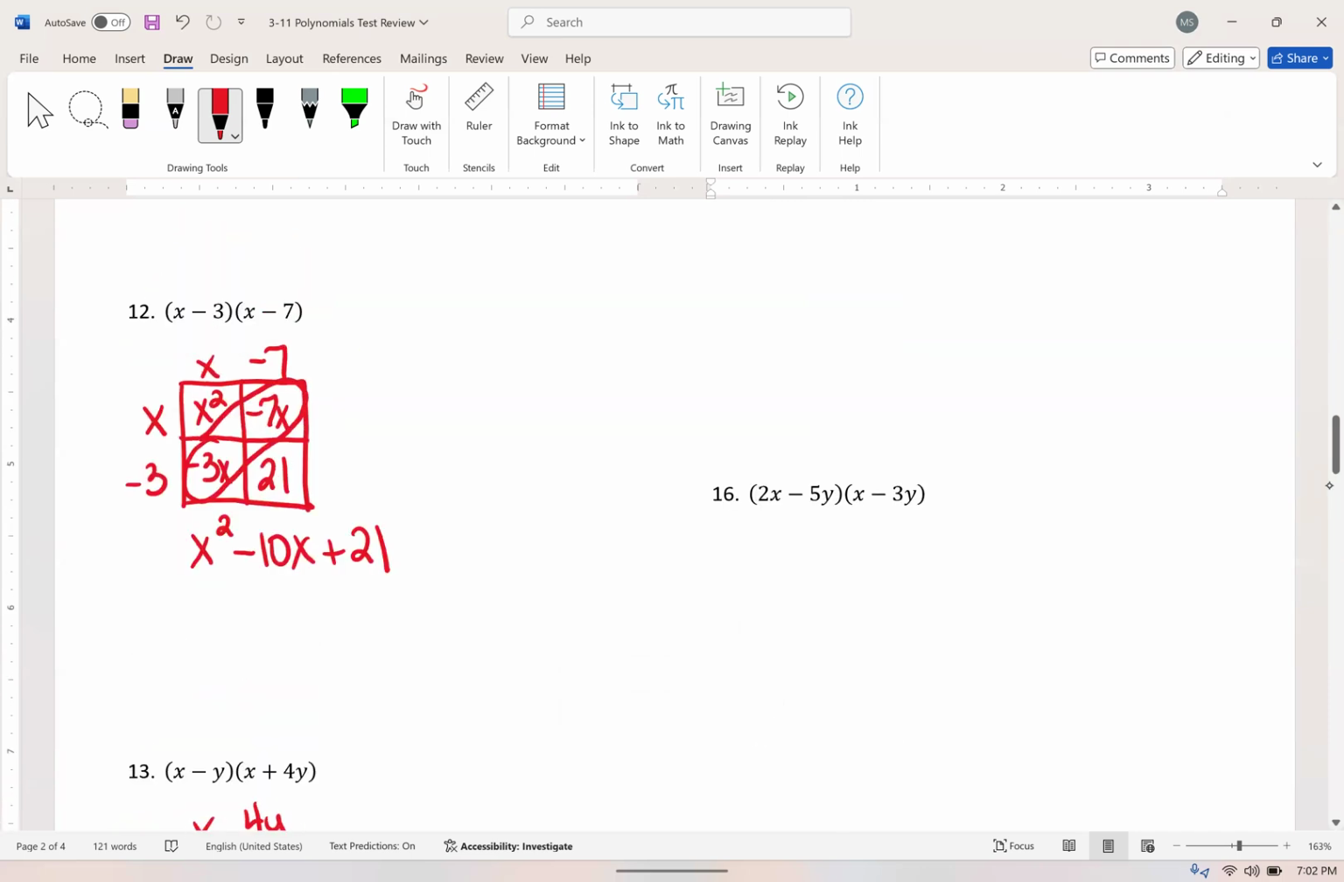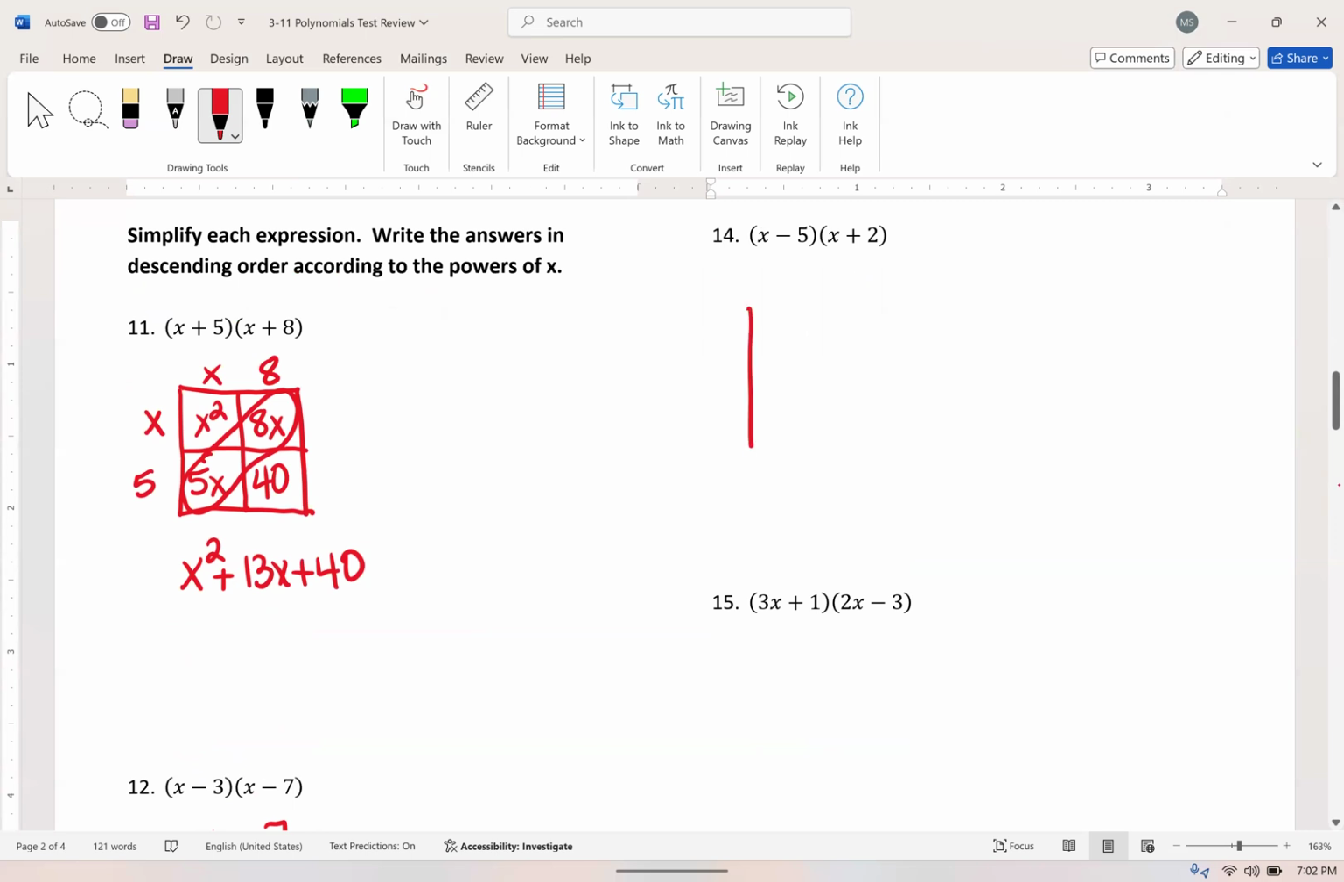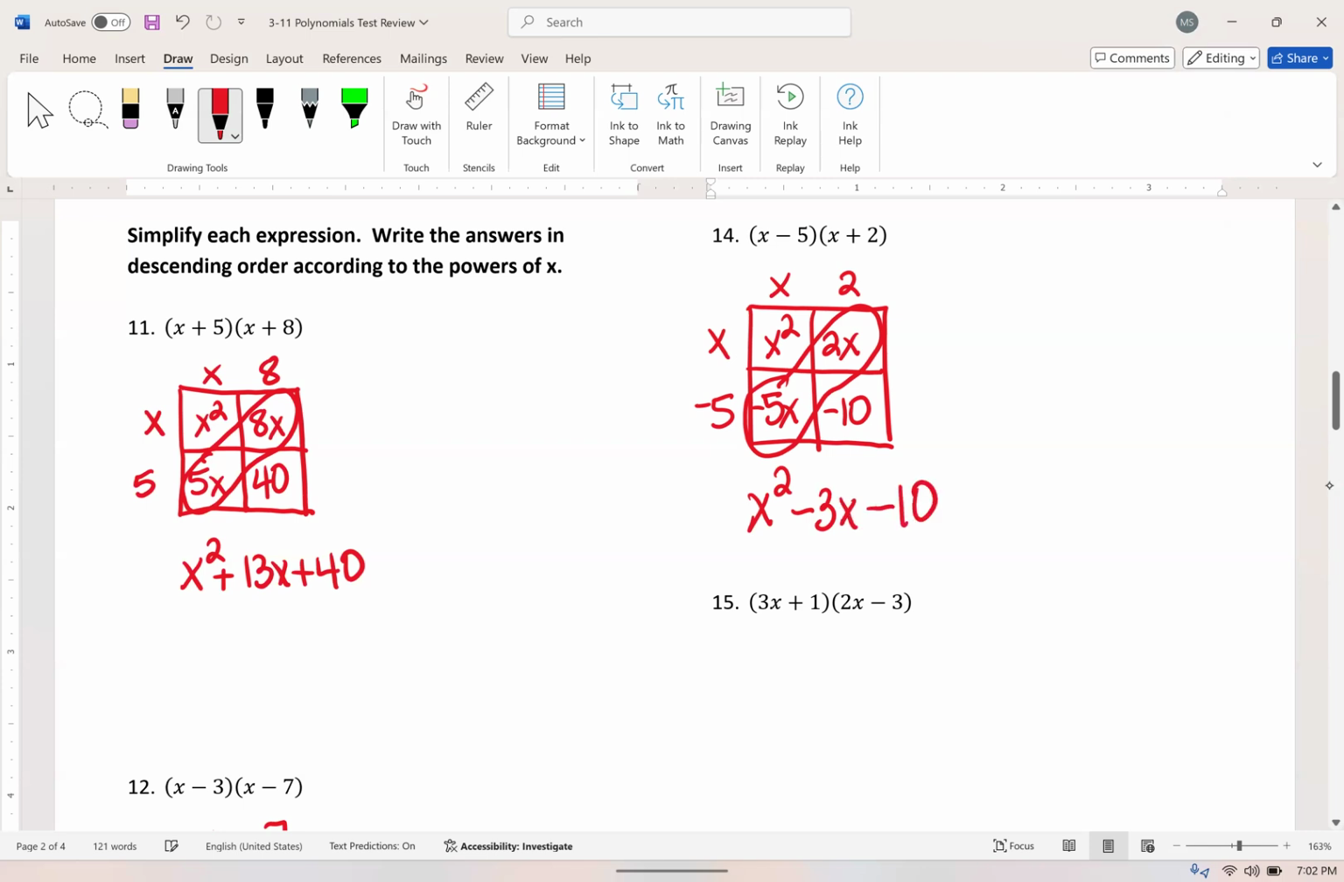All right, let's continue on with number 14. Number 14, we have x minus 5 times x plus 2. So x times x is x squared. X times 2 is 2x. Negative 5 times x is negative 5x. Negative 5 times 2 is negative 10. We're going to combine like terms. So we get x squared minus 3x minus 10.